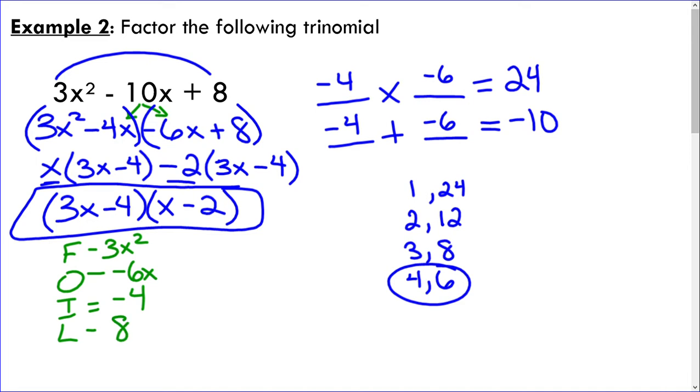And so really if I look at these, they match up to the terms that I'm getting here. So I know that when I combine these together, I'm going to end up getting my negative 10x, my positive 8, my 3x squared. So I know that I'm on the right track.